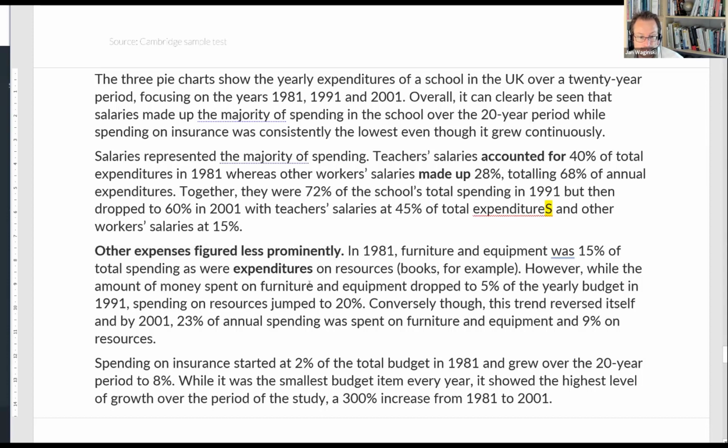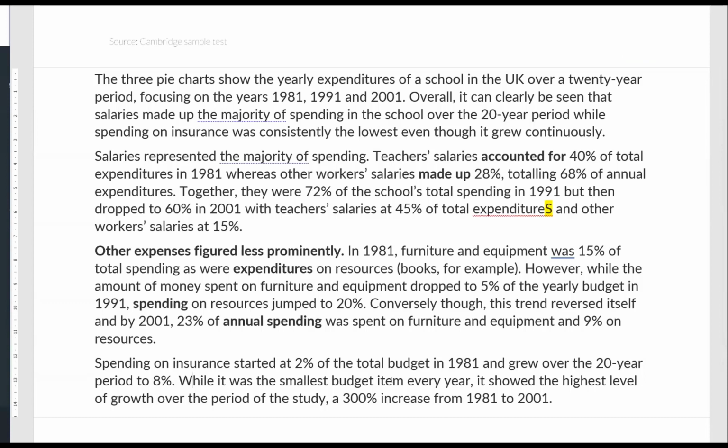Yeah. So we've got expenditures, we've got spending, annual spending is another synonym. Annual spending, expenditures. Spending on whatever. That's it. Higher levels of growth. Growth, yeah.